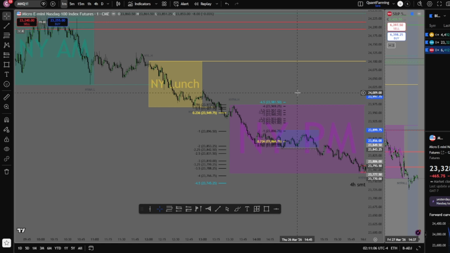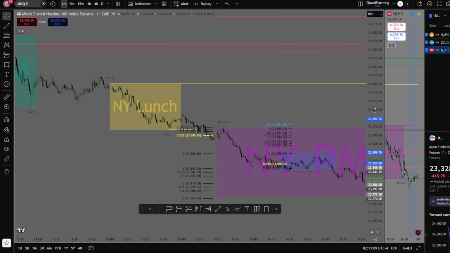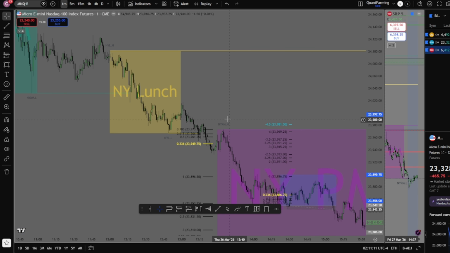Here we have a perfect example. As you could see, right before New York PM session, we had a sweep up. We had a move upwards, move downwards, and then right as the session opened, we ended up pulling back into this 618 range. This is a pretty A+ mechanical setup. As you could see, this low gets taken out right here.